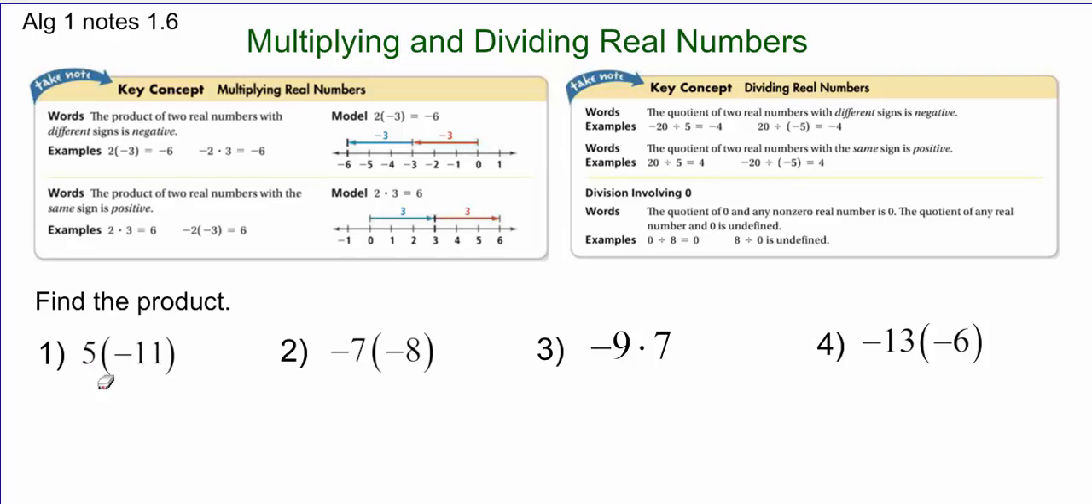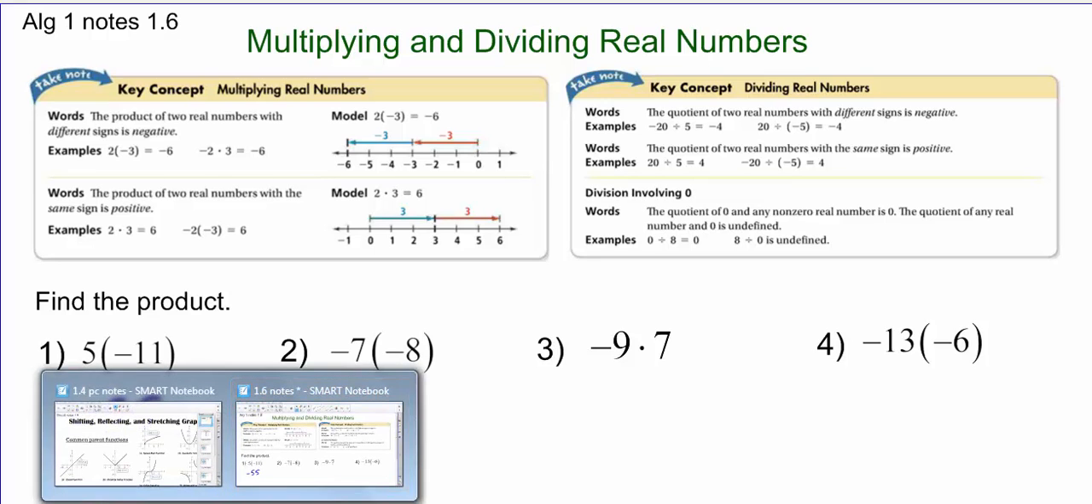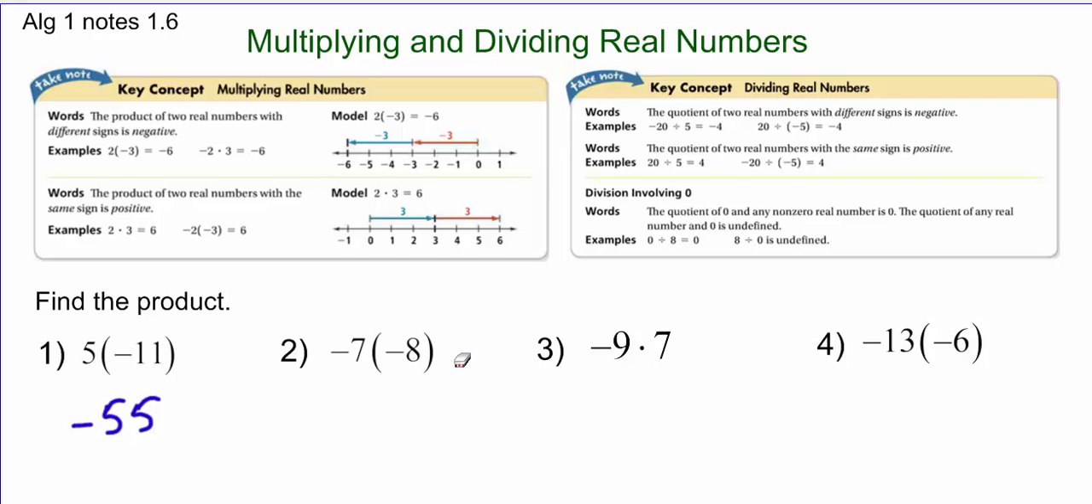So let's do this. Find the product. 5 times negative 11. Well, I see that I have a positive number and a negative number, so I know when I multiply them I'm going to get a negative, and the negative I'm going to get is 55. And that just comes because 5 times 11 is of course 55.